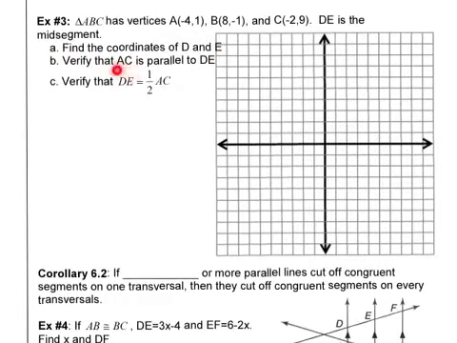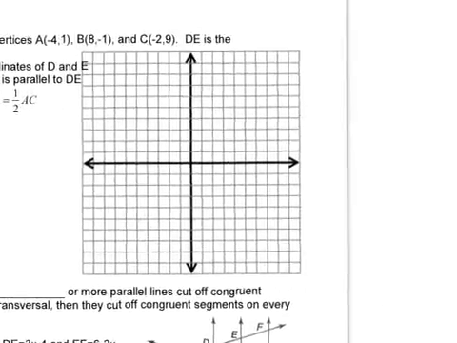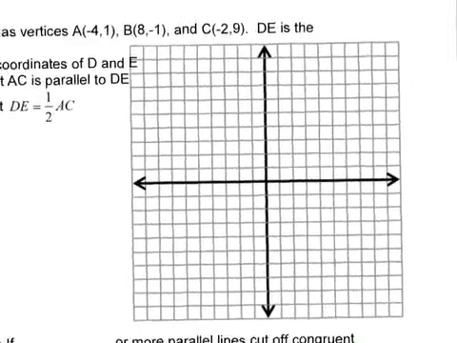They want us to verify that AC is parallel to DE, so that gives us a clue of where this midsegment is. It should be parallel to AC. And then they want us to verify that DE is exactly half the length of AC. Okay. So we need to plot all these points.